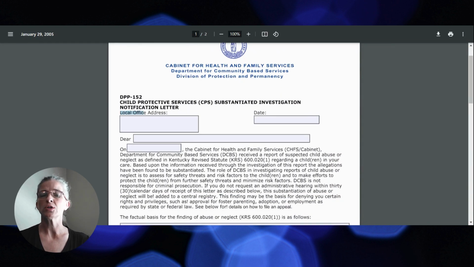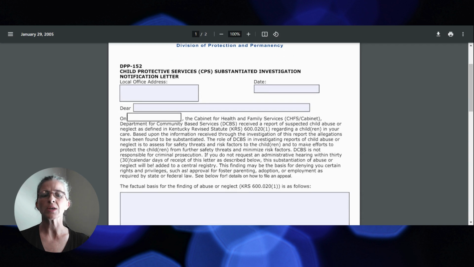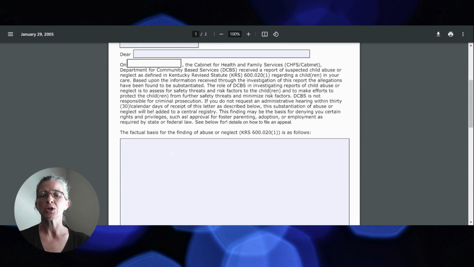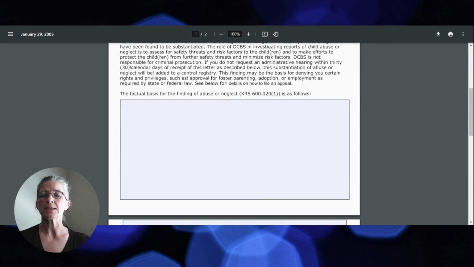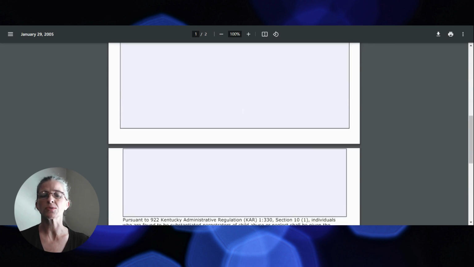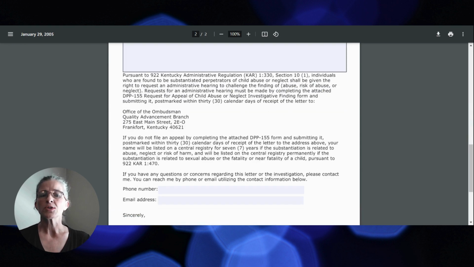So it should include the office address of your local CPS office, the date that they filled this letter out, your name, and the date that this finding was substantiated. Now, here they provide all the laws, and below that, they put the factual basis for the finding of neglect or abuse. They also include the federal laws that tell you that you are entitled to have an administrative hearing. Now, this isn't just a Kentucky thing, this is mandated by federal law.